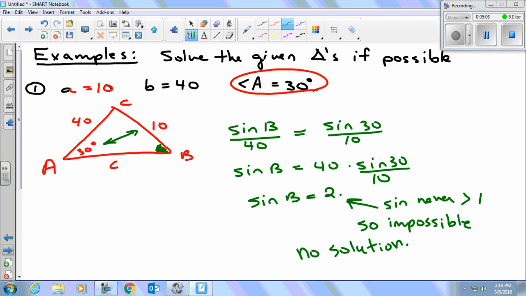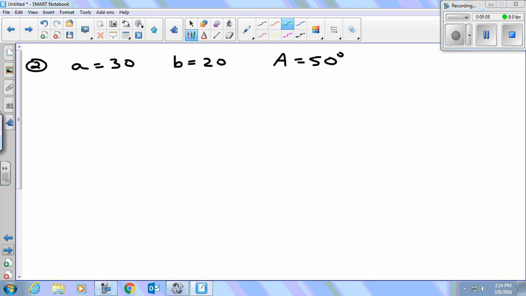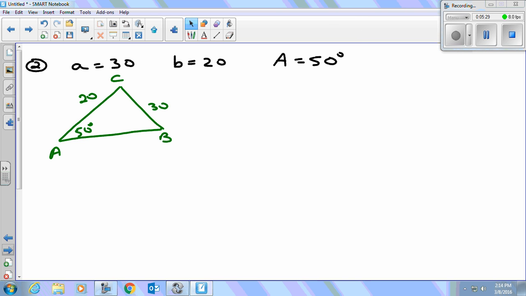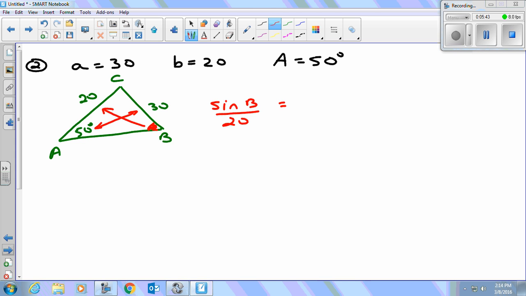I look at the second example. I've got side A is 30, B is 20, and angle A is 50. So I'm just going to draw a triangle again, 50 degrees, A, B, and C, where side A is 30 and side B is 20. Okay, so again, I've got a corresponding pair. I've got the 50 degrees corresponding with side 30, so now I'll use that 20 corresponding with angle B to solve for angle B. So the sine of B over 20 will be equal to the sine of 50 over 30.